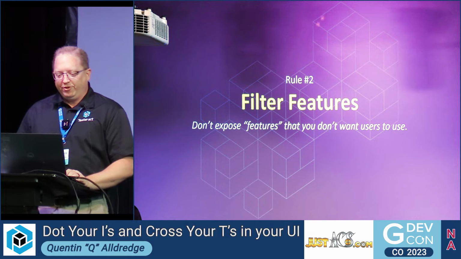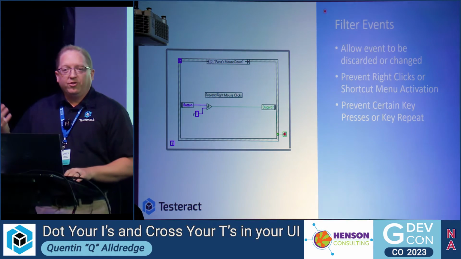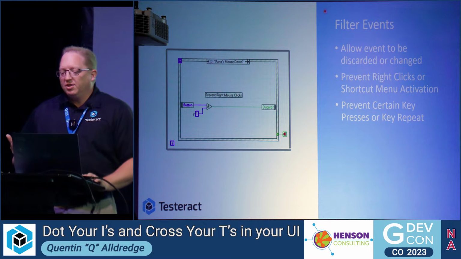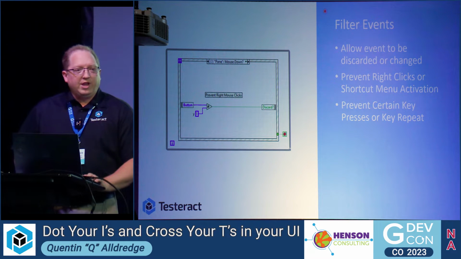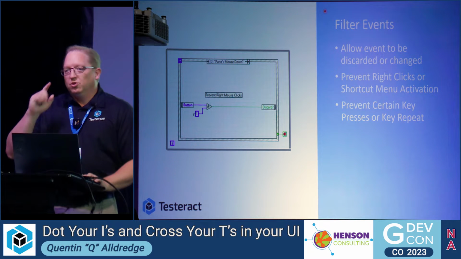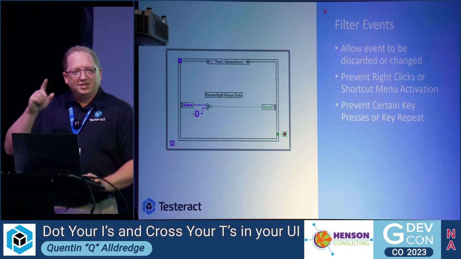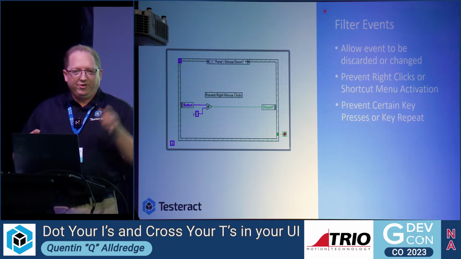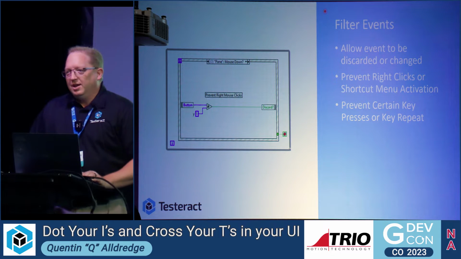All right, filtering features. This is where you don't want the user to do something that they could normally do, but you can filter those things out. The first way to do that is filter events. For example, right clicks. If you don't want the user to right click, you can filter the mouse down events and look for one, which is your primary button, and two, your secondary button, which is usually left click and right click, unless you're a lefty, then it's swapped.